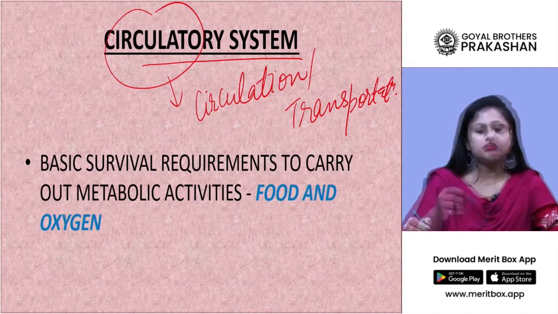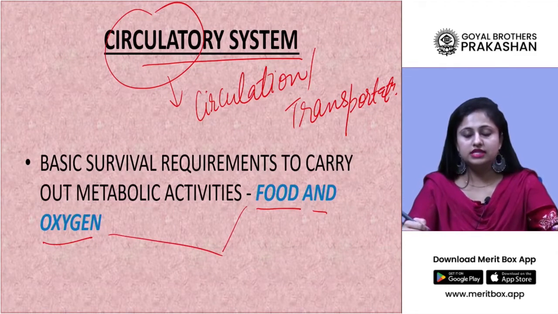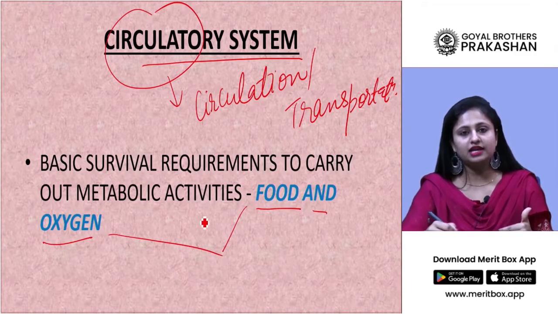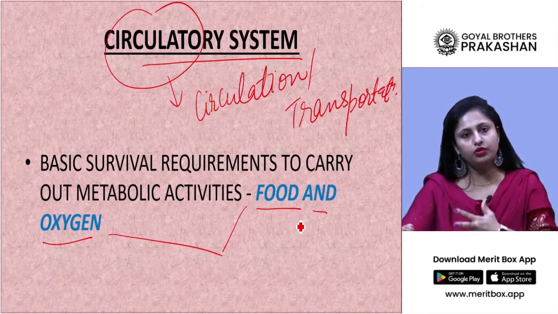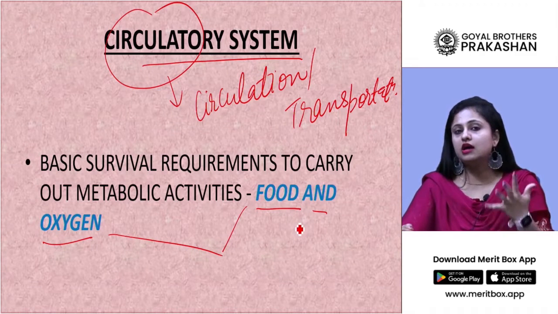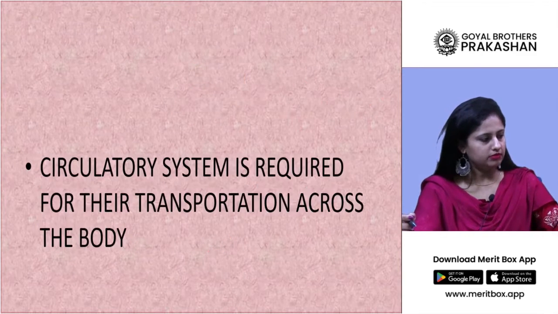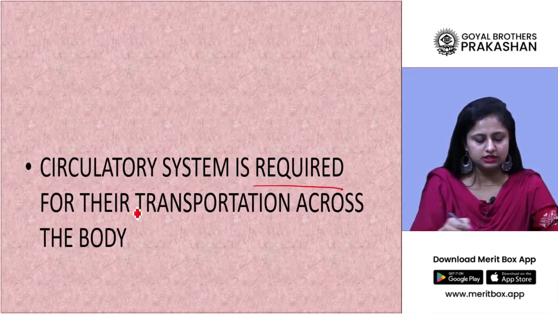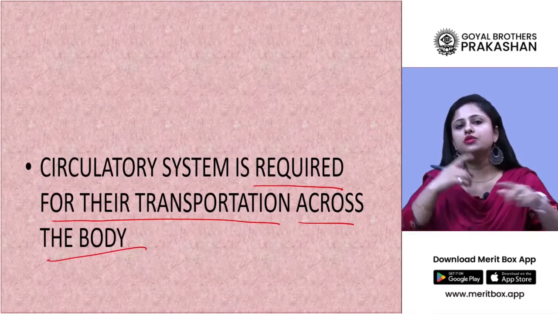Let's find out. So first I want to tell that food and oxygen, these two are the basic requirements for us to carry out metabolic activities. So for our basic survival, these two things are important, food and oxygen. Okay, and for their transportation in our body, circulatory system is required. So here it is written that circulatory system is required for the transportation across the body or throughout the body.